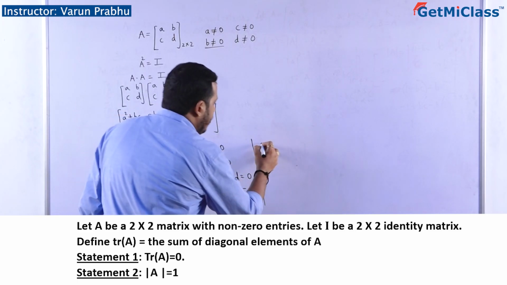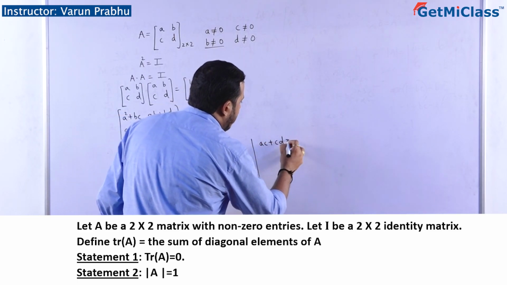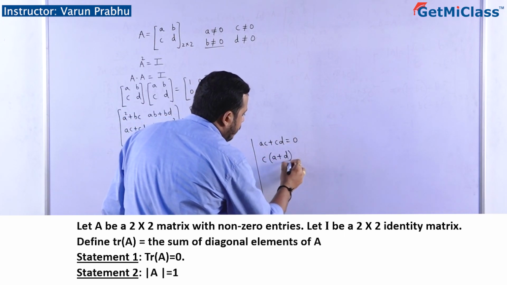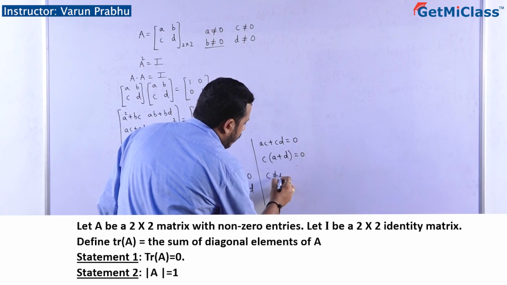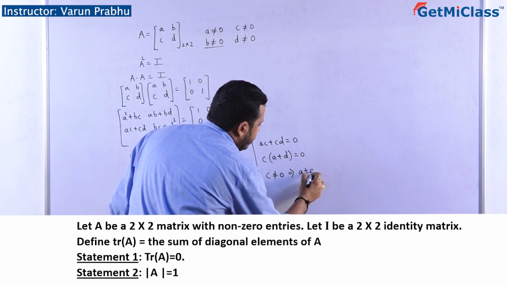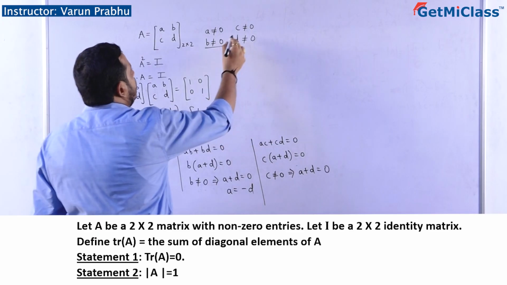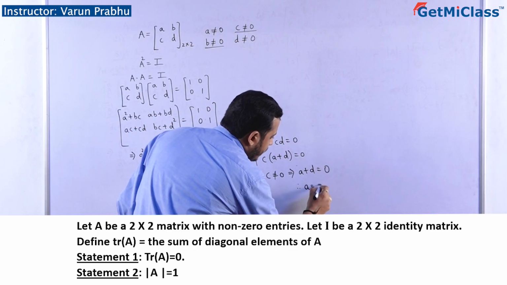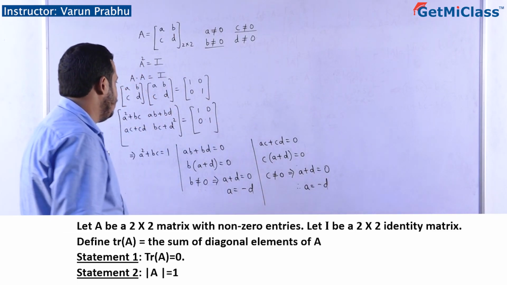Similarly, ac plus cd should be equal to 0, right? So c times a plus d should be equal to 0. c is not equal to 0. This implies a plus d should be equal to 0. c not equal to 0 is given here. Is it right? Therefore, we'll end up with the same conclusion.